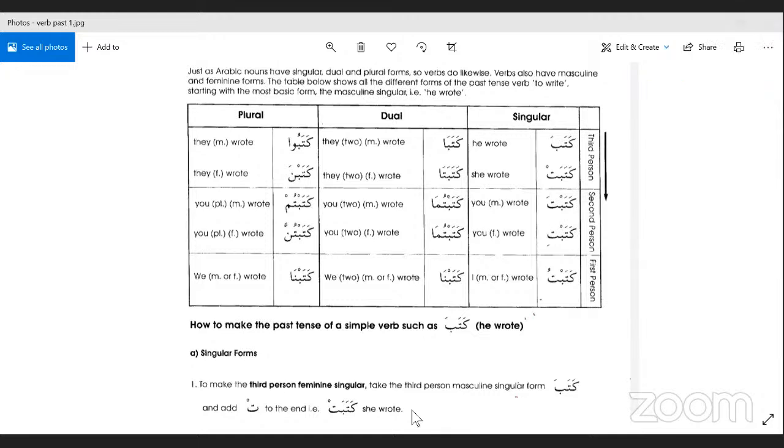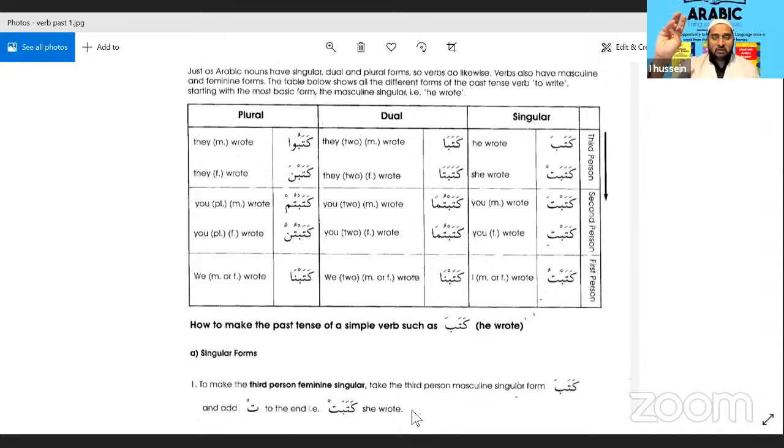Is this clear for everyone so far? So there are 6 verbs for the third person, which is he, they both, they all; she, they 2, they all females. Then 6 for the person you're talking to: you 1 male, you 2 males, you more than 2 males; and then you 1 female, you 2 females, you more than 2 females. Then I and we.